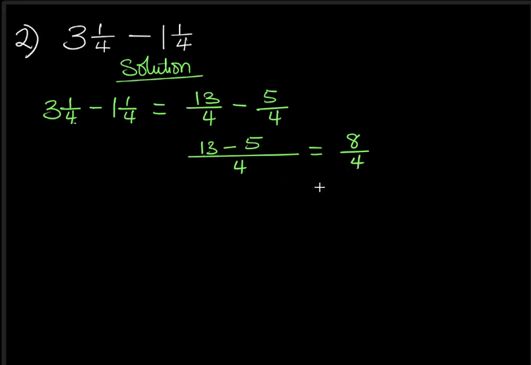So what do we do here? Our final answer, we reduce, in fact, this can be reduced to lowest term. 4 can divide 8. So 4 here, 2, 4 here, 1. 2 over 1, and our answer will be equal to 2.